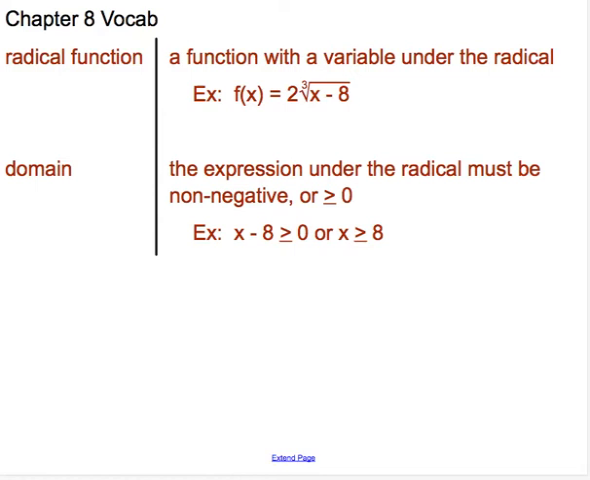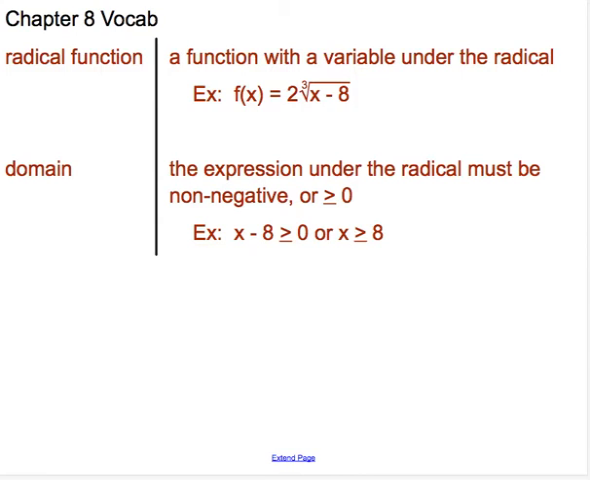We're also going to take a look at how to find the domain of a radical function. And that's when the expression under the radical must be non-negative, or greater than or equal to 0. So using my example, f of x equals 2 times the cube root of x minus 8, we just take that piece under the radical, x minus 8, set it greater than or equal to 0, and then solve for x. So our domain for this function is x is greater than or equal to 8.